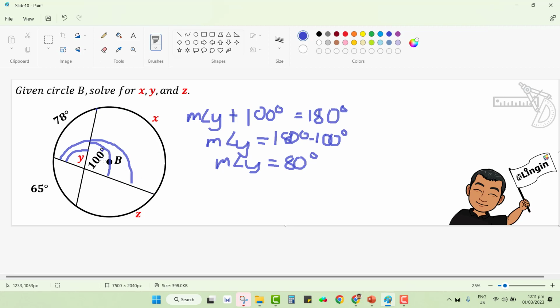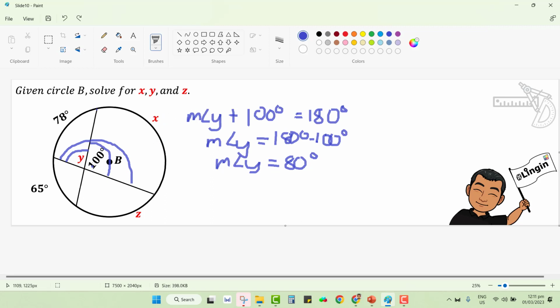So this 100 degrees is equal to the average of its intercepted arc, which is x, and the arc which is also intercepted by its vertical angle, meaning this one here, because this is the vertical angle of the angle which measures 100 degrees. If we don't like what average means, it is simply getting the sum of the two arcs and dividing them by 2. So let us look into that when we talk about x.